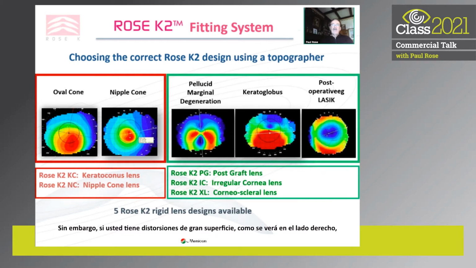However, if you have larger areas of distortion, such as you see in this right-hand side, typically these small lenses that you use on these conditions are not stable and do not fit conditions such as pellucid or globus very successfully at all. You need either a larger corneal lens or you need to go to a semi-scleral lens like Rose K2 XL, which is a corneal scleral lens.